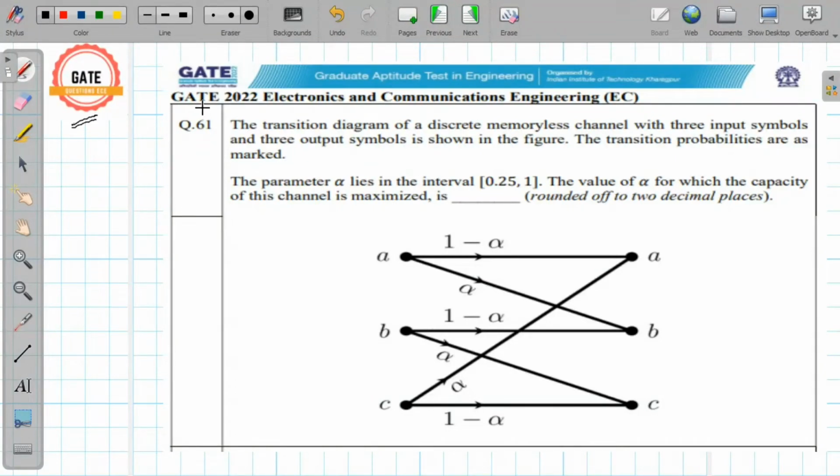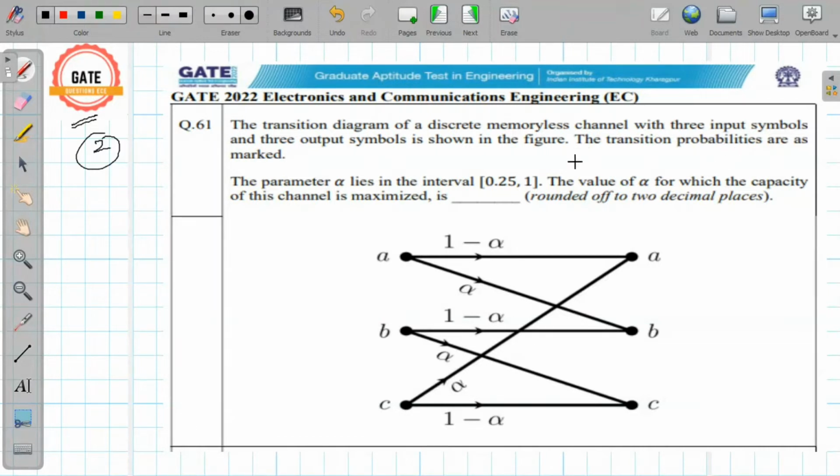So the next question that appeared this year in GATE exam is question number 61, and this question belongs to communication system, and this was a question of 2 marks. So the question is, the transition diagram of discrete memoryless channel with 3 input symbols and 3 output symbols is shown in the figure. So here it's given the transition diagram of discrete memoryless channel.